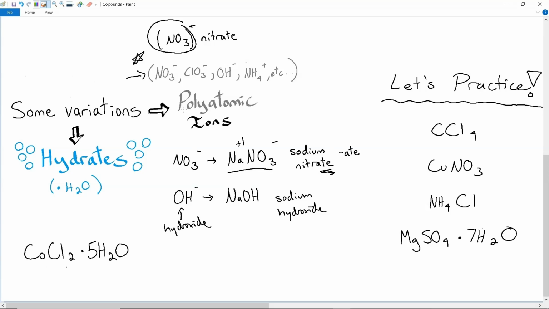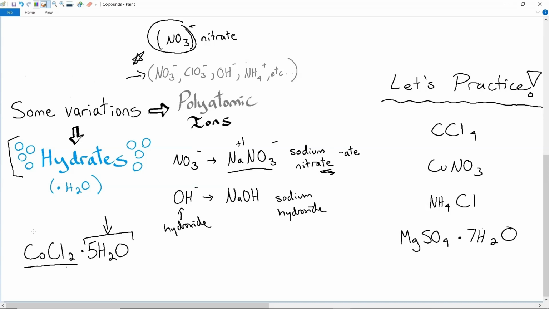All right. One more thing here. We've got something called hydrates. And all a hydrate is, is a traditional compound. So in this example, we have cobalt and chlorine coming together to form an ionic compound. And we have 5 molecules of water, or H2O, attached to this ionic compound. So before I look at the hydrate section, which is the water section, let's see if we can just name this ionic compound here.